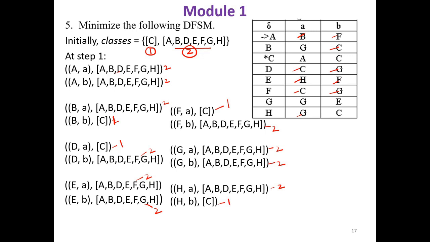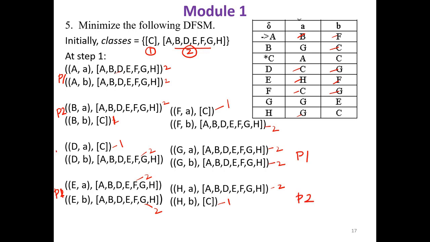Now if you see the pattern here, AA, AB go to class 2. Assume this as pattern 1. EA, EB go to pattern 1. GA, GB go to pattern 1. So both the transitions go to the same class. Next, assume this as pattern 2. BA goes to 2, BB goes to 1. So this is similar to H, with the pattern 2, 1.